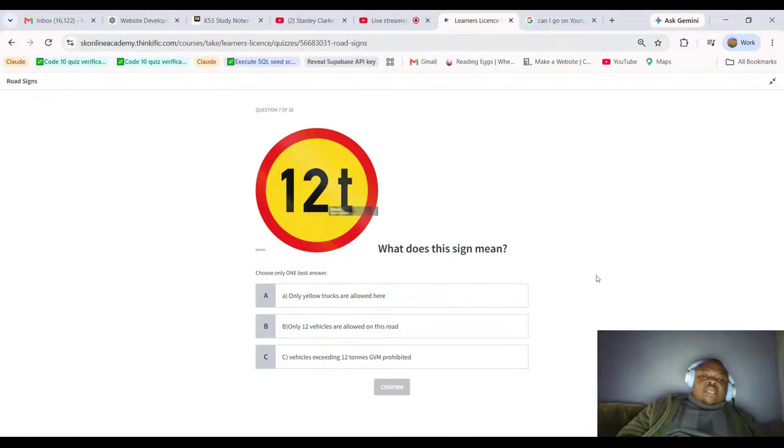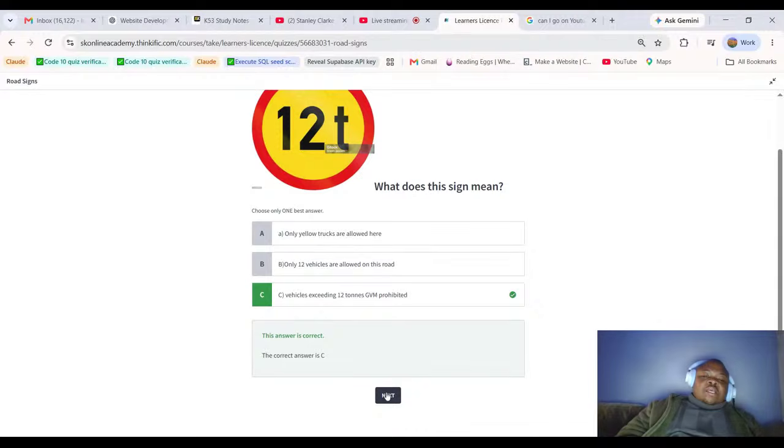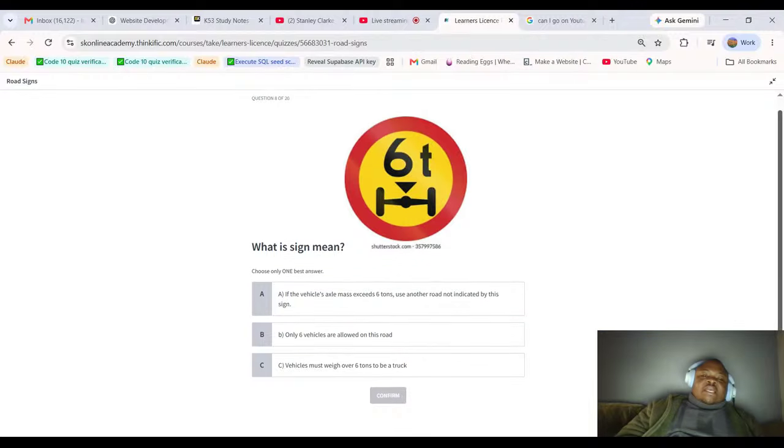And then next question. What does this sign mean? Is it A, only yellow trucks allowed here? B, only 12 vehicles are allowed past this sign? Or C, vehicles exceeding 12 tons GVM prohibited? What's the correct answer? All right, guys. Okay, we are going with C as you have provided.